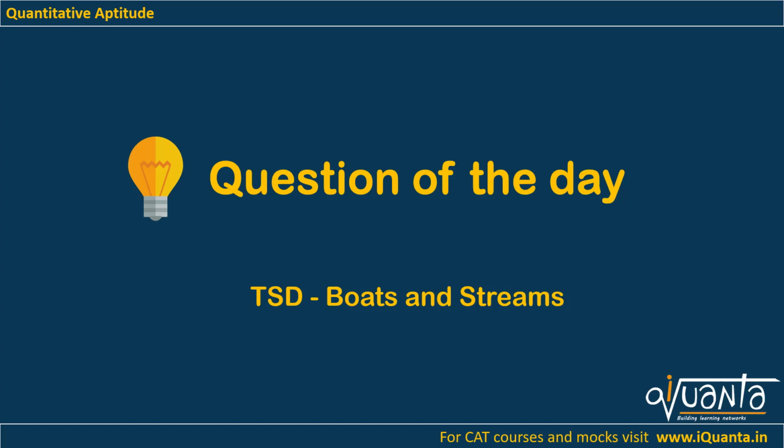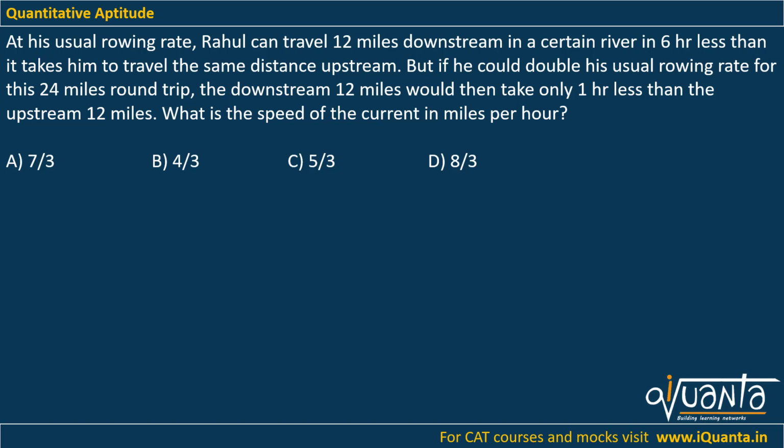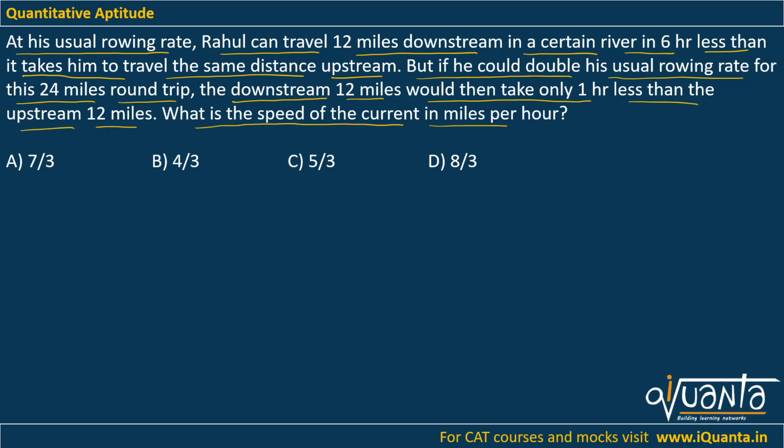Hello everyone. In this video we have a past CAT question from boats and streams. The question is, at his usual rowing rate, Rahul can travel 12 miles downstream in a certain river in 6 hours less than it takes him to travel the same distance upstream. But if he could double his usual rowing rate for this 24 miles round trip, the downstream 12 miles would then take only 1 hour less than the upstream 12 miles. What is the speed of the current in miles per hour?